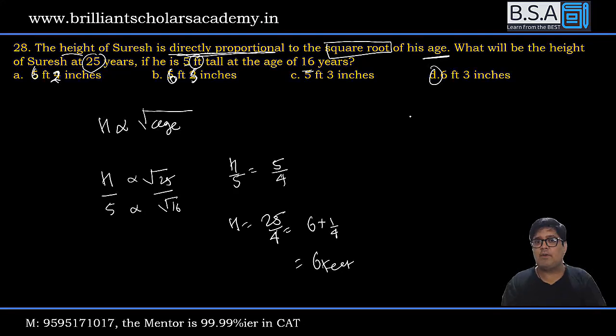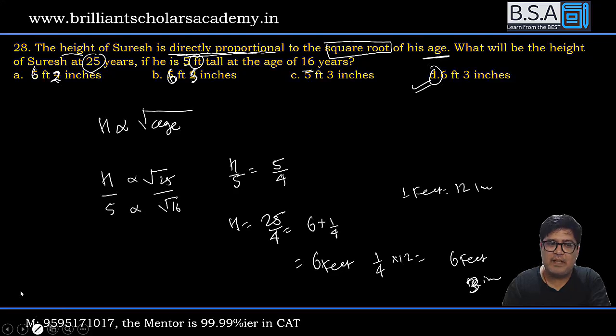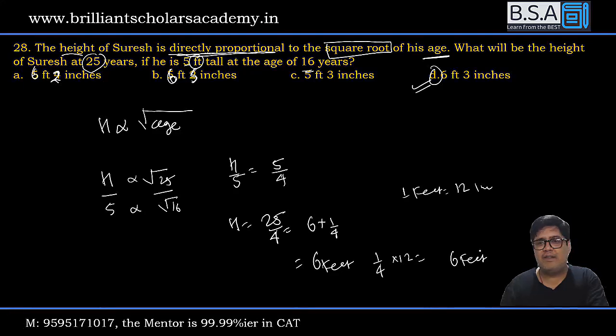But now if there are more options, you need to know 1 feet is equal to 12 inches. So you'll have to convert that into inches. That is 6 feet and 12 by 4, 3 inches. So answer is this. If there were more options with 6 point something, you need to know the conversion factor between feet and inches. 1 feet is equal to 12 inches. Very easy question.